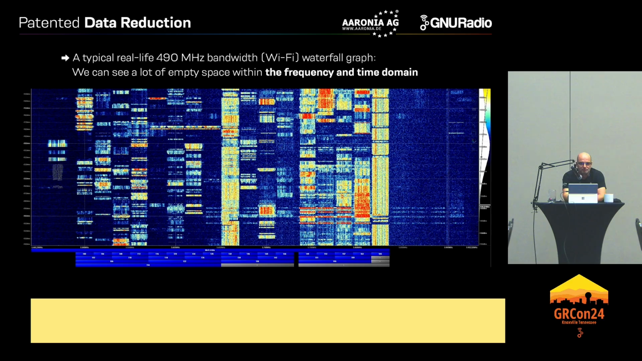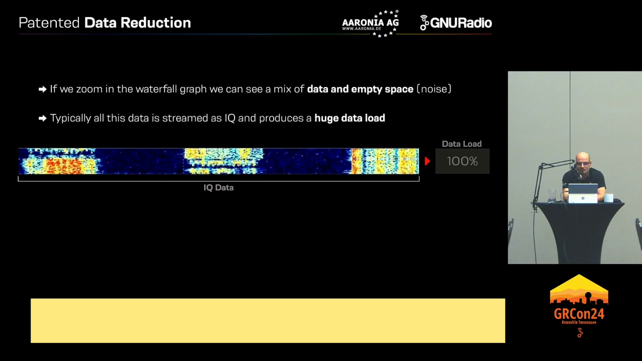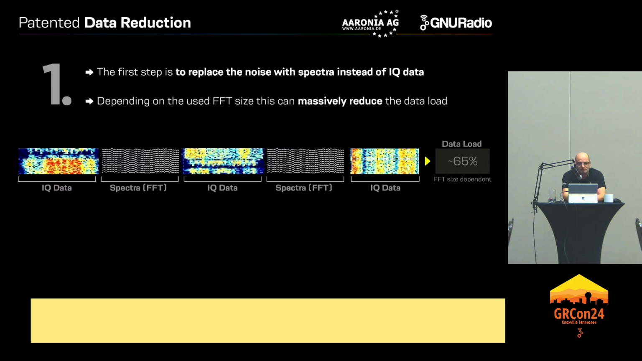And if you make an IQ recording of it, you have all this data on disk, but you don't really need it. So if I extract it, just zoom in, you can see that we simply write all this data as IQ. That's 100% load, we call it that way. So why not replace the noise with spectra? If I throw out the noise, I don't send it as IQ data, I send it as spectra instead, so with an FFT. I can highly reduce the data load, of course, and I still get my timing information, and I can still see what's going on, right? So that's point number one.